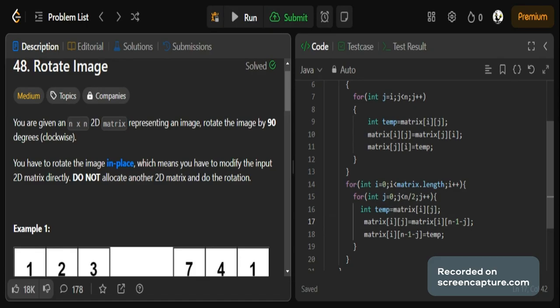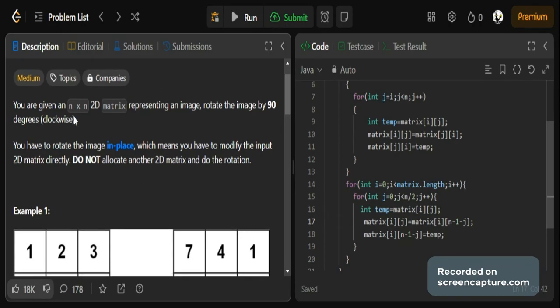So let's start today one of the good problems, that is, rotate an image. You are given an n cross n 2D matrix representing an image. Rotate the image by 90 degrees clockwise. You have to rotate the image in place, which means you have to modify the input 2D matrix directly.